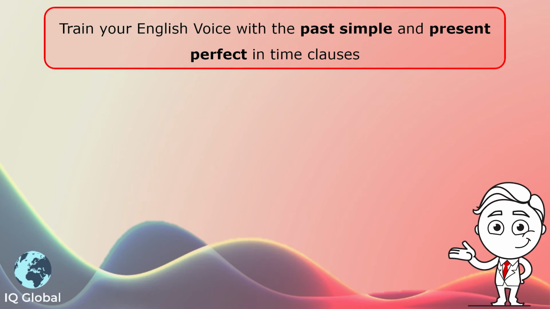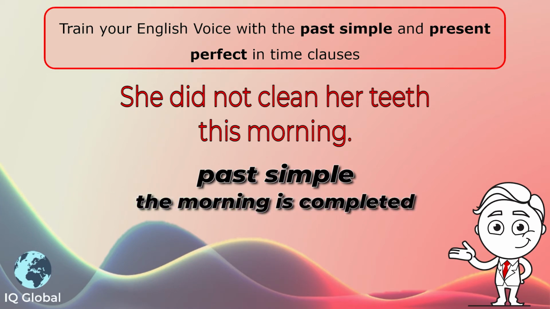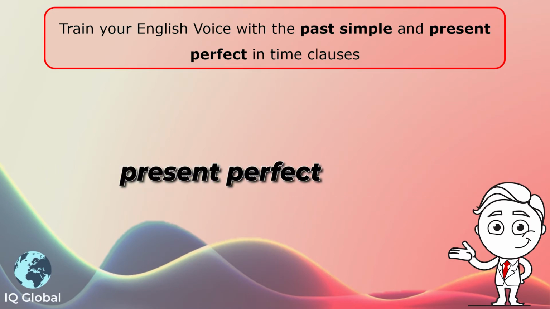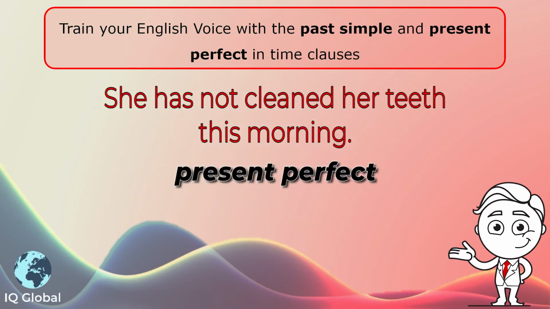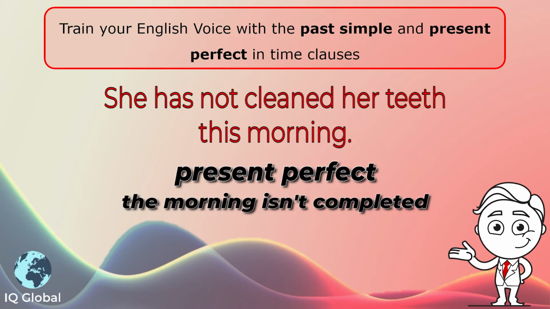Another example could be past simple. She did not clean her teeth this morning. The morning is completed. She didn't clean her teeth. But we could say in the present perfect, she has not cleaned her teeth this morning. The morning isn't completed. She still has time to clean her teeth, but she hasn't done it yet.